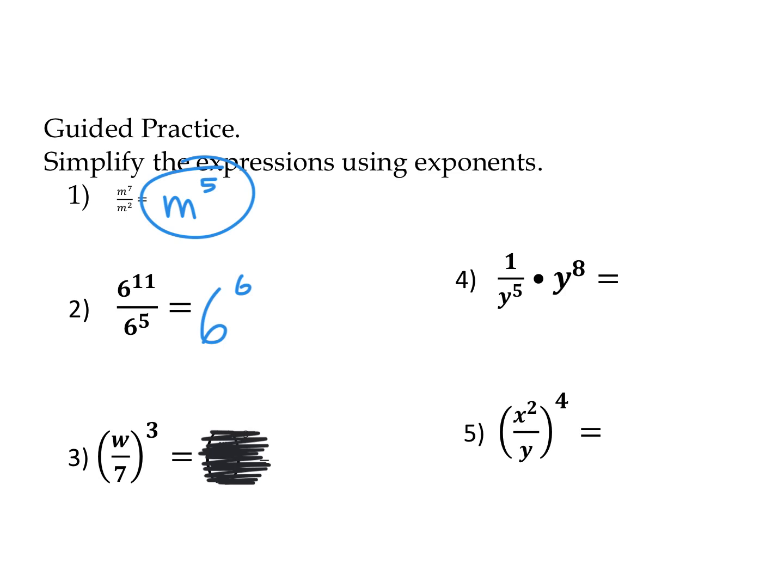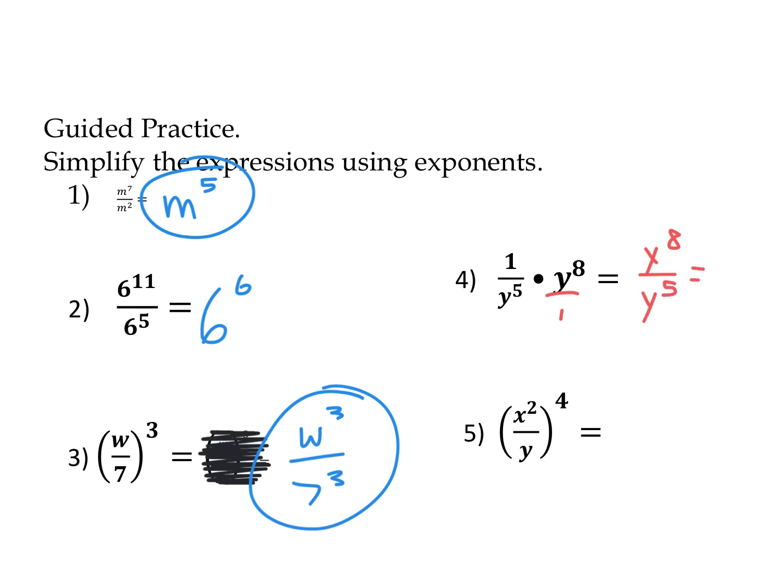The next one, number 3, we have a fraction raised to a power, so this would be w to the third over 7 to the third, right? Each of the numerator and denominator to the third power. All right, for this next one, we can make that y to the 8th as y to the 8th over 1, right? Which would give us y to the 8th over y to the 5th. Which then would be y to the third, 8 minus 5. So y to the third, right?